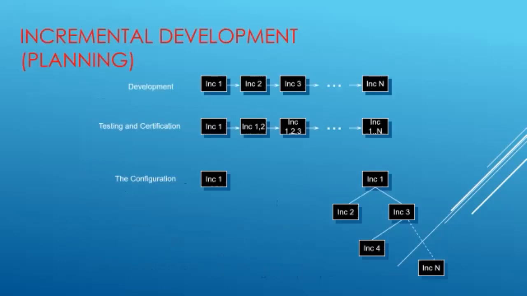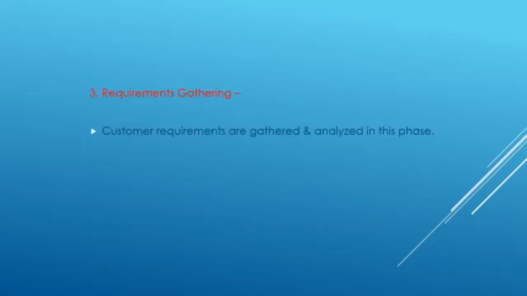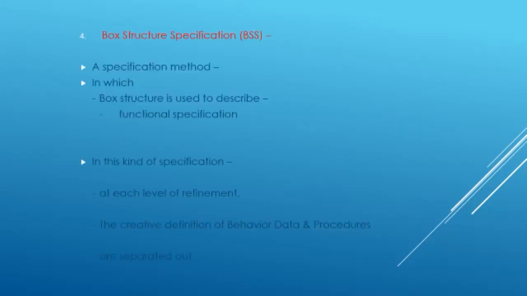Incremental development planning. Here we are planning the increments. First one, development. In that we take a number of increments, that is 1, 2, 3 up to n. In the testing and certification, these increments are tested and certified, and finally the configurations are carried out. Incremental development. Requirement gathering: here, customer requirements are gathered and analyzed in this phase. Fourth, box structure specification.